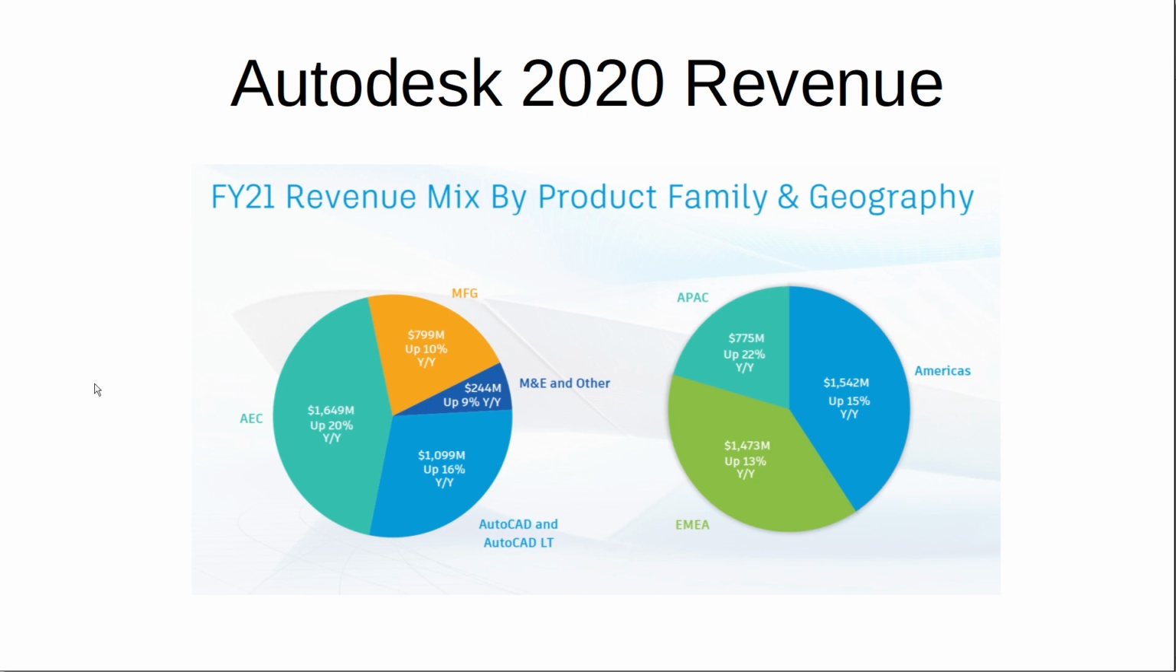The revenue is divided into several segments, and the one that's important for us is the AEC segment, which comprises the AEC collection, part of which is Revit. The other segments are AutoCAD, Media and Entertainment, which is 3DS Max and Maya, and manufacturing with Fusion 360 and Inventor. We can also see the distribution of revenue by geography, most of which comes from America and Europe, and some of it from Asia Pacific region.